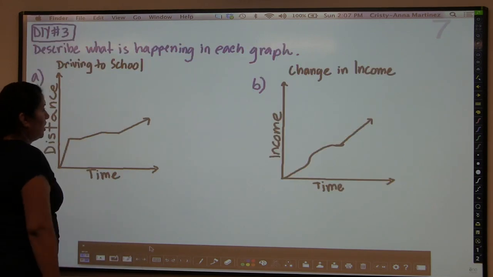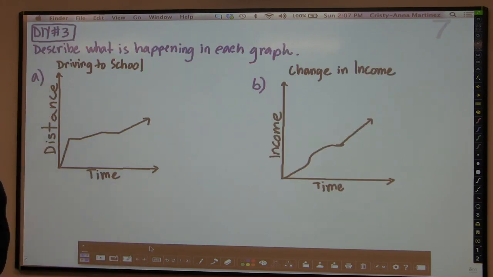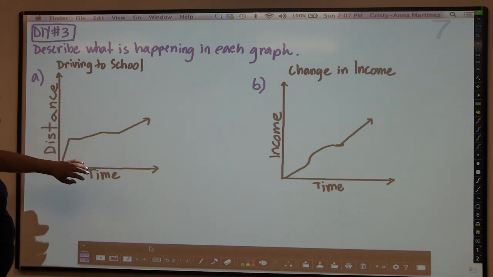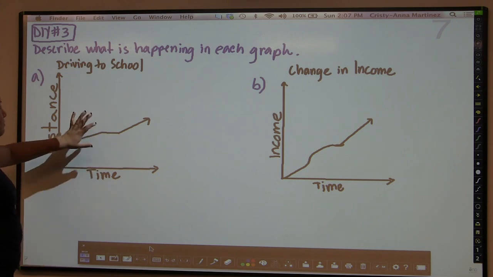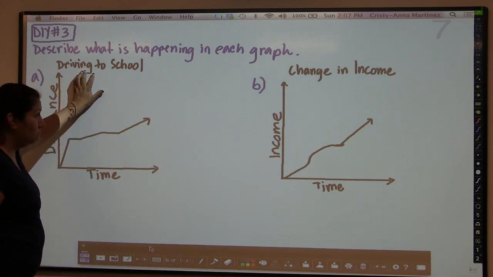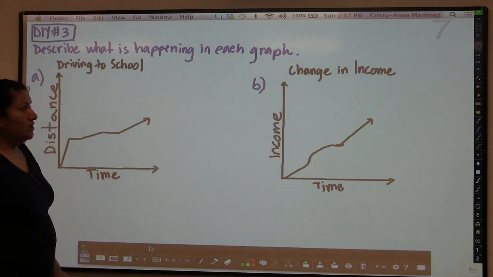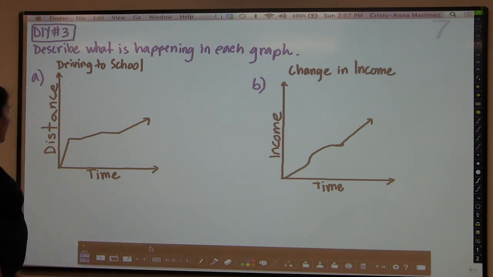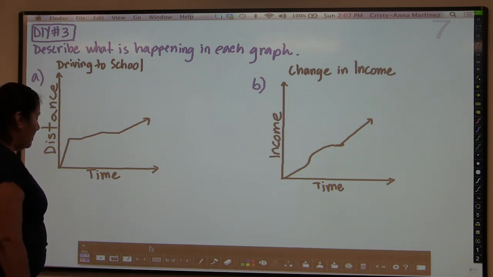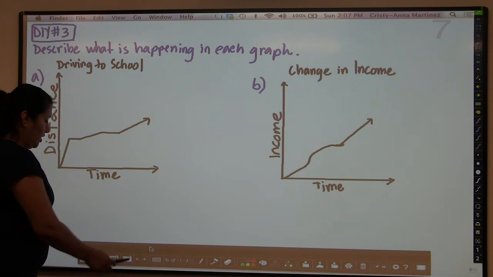So we're going to give you a shot at describing what is happening in each of these graphs. Again, keep in mind that they tell you what the graph is of. So in part A, the person is driving to school. In part B, there's a change in income, so the graph represents change in income. And again, we have some steepness, some flat parts here. So make sure that you describe those, and we will talk about it in class and see what you did and what you got. Okay.